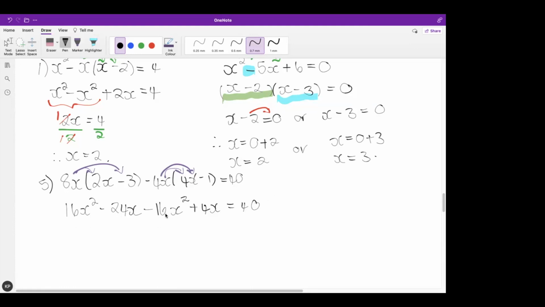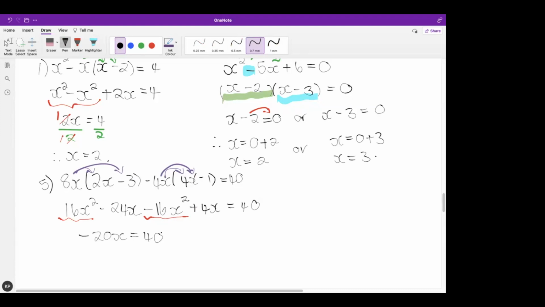Now what happens with these 16x squareds? I have a 16x squared there minus 16x squared. They're gone. So on my left-hand side, I'm left with negative 24x plus 4x. What's negative 24x plus 4x? Negative 20x. And this is equal to 40.